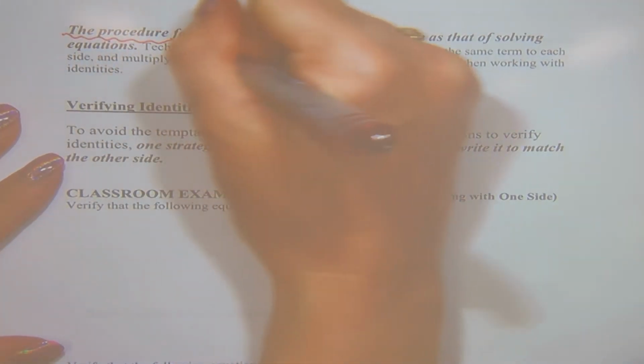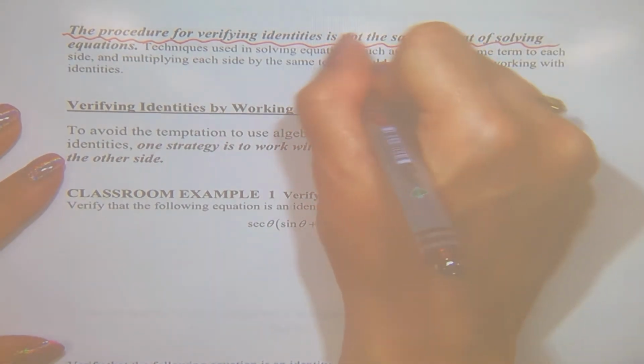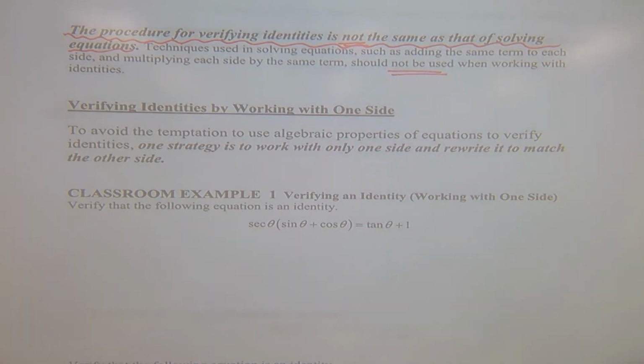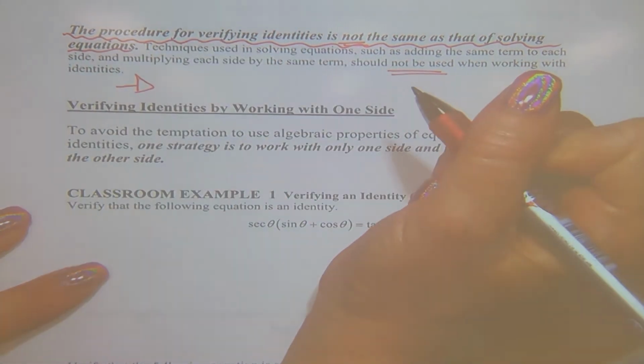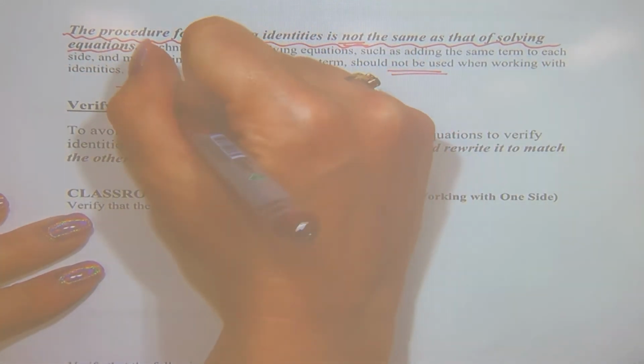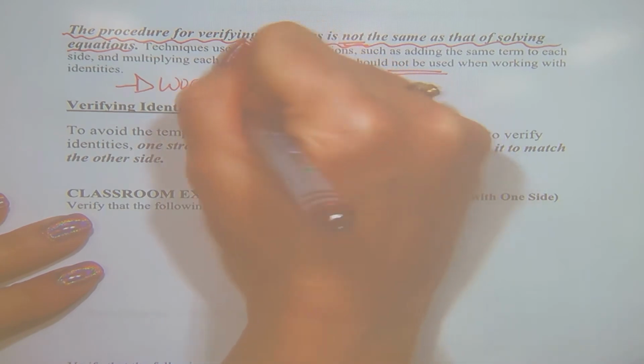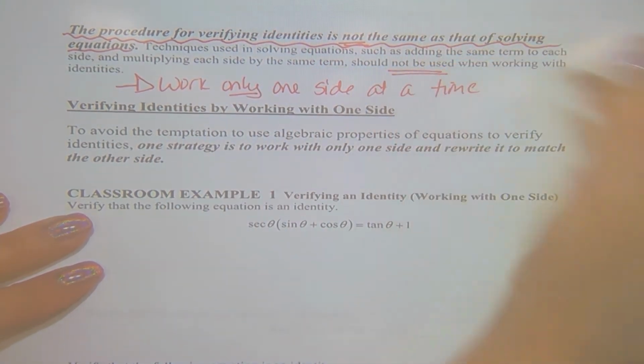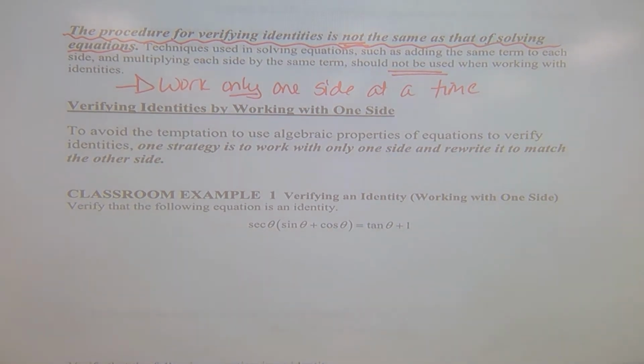One more time, the procedure for verifying identities is not the same as solving equations. Techniques used in solving equations, like adding the same term to both sides, multiplying each side by the same term, should not be used when working with identities. You're not, as a general rule, working back and forth. You are going to work only one side at a time. You are not moving things back and forth. You're focusing on working on one side.